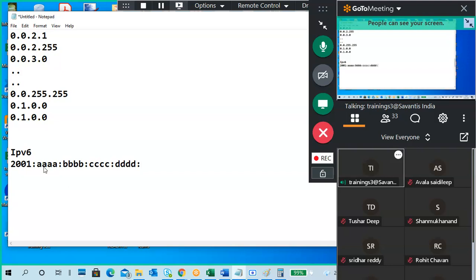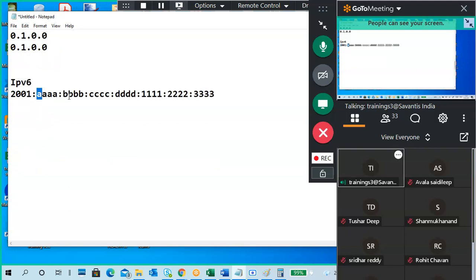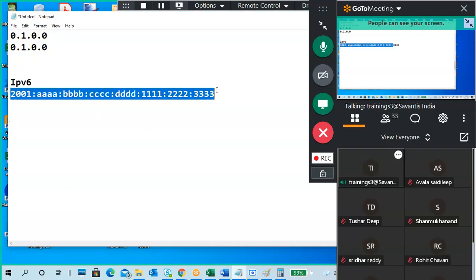Each one is a hexadecimal digit. A is hexadecimal, B is hexadecimal, and the digits are hexadecimal too. So this is how an IPv6 address looks like. There are a lot of different ways, but this is just an example.